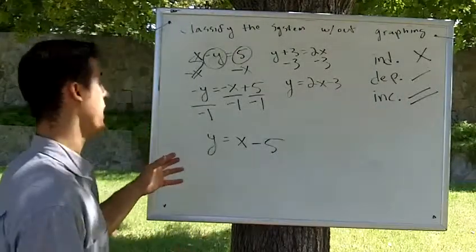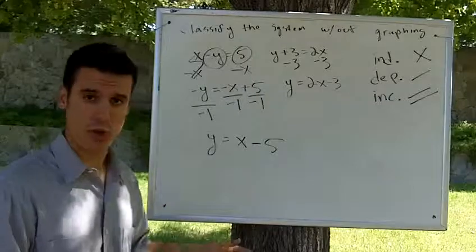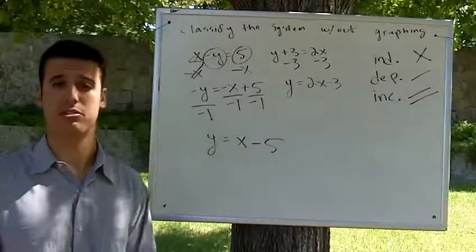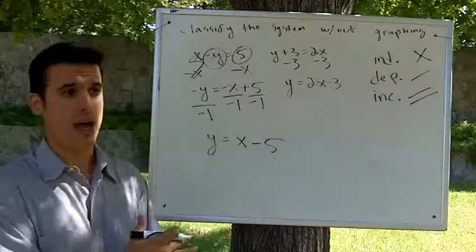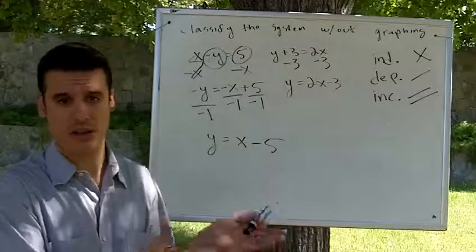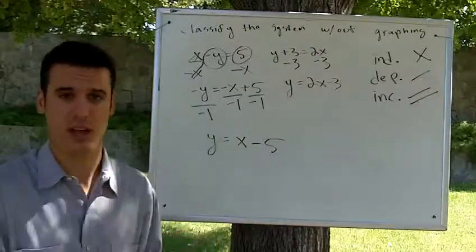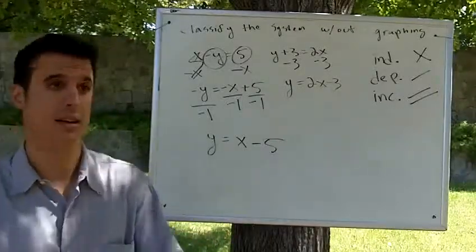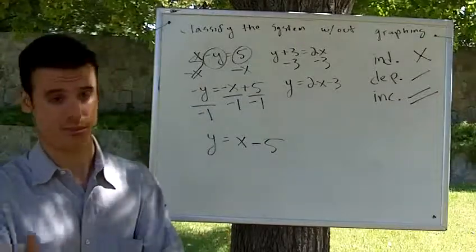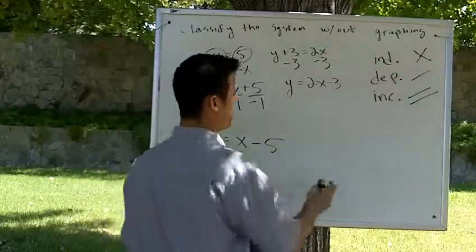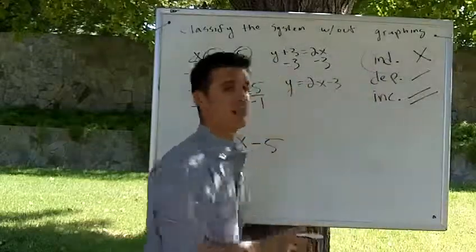Now here, they have different slope and a different y-intercept. So the two lines, they're not parallel, they're not the same line, they're two completely different lines that somewhere along the line are going to intersect. So that would mean that this system is an independent system.